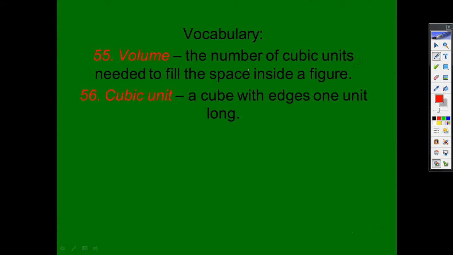The volume is the number of cubic units needed to fill the space inside of a figure, or how much space something takes up. And now we are talking about those cubic units, or the small little cubes. A cubic unit is a cube with edges 1 unit long.